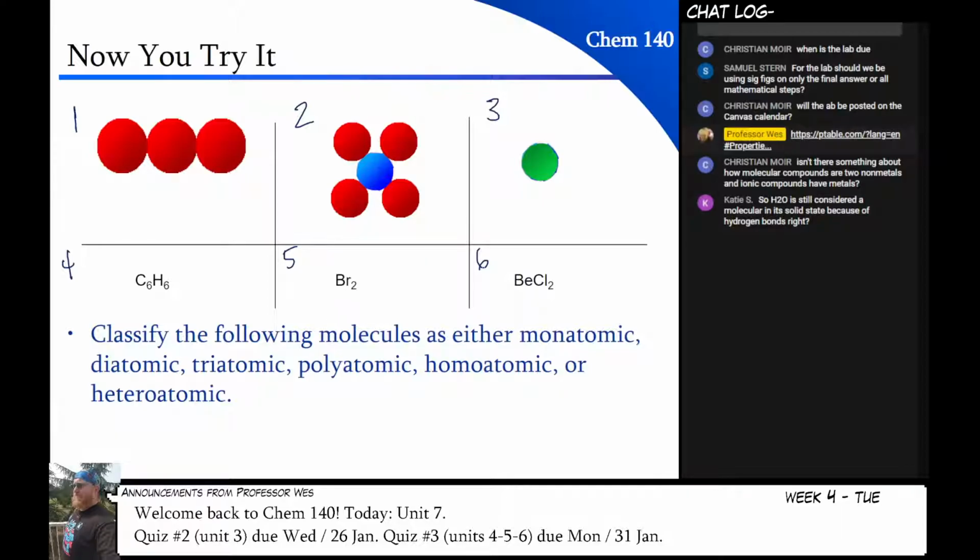The top three are in pictures. The bottom three are in formulas. I want you to give two labels to each of these. One of the labels needs to be monatomic, diatomic, triatomic, polyatomic. The other label needs to be homoatomic or heteroatomic, okay? Write your answers in the chat when you get them. We'll go over the answers in about two or three minutes, and then we'll take a break. So see you in a bit.